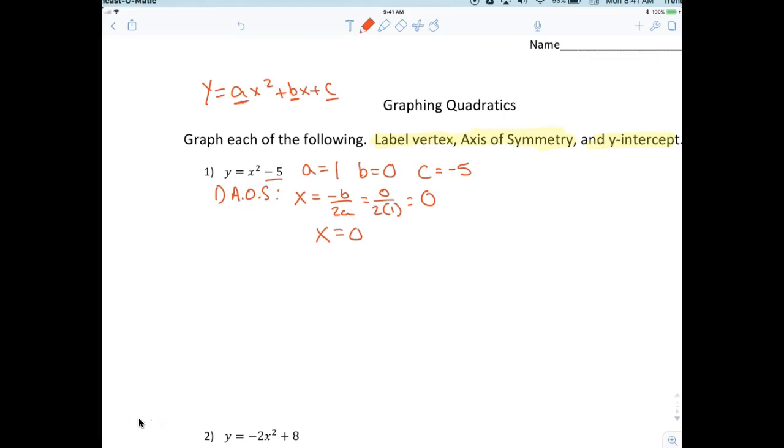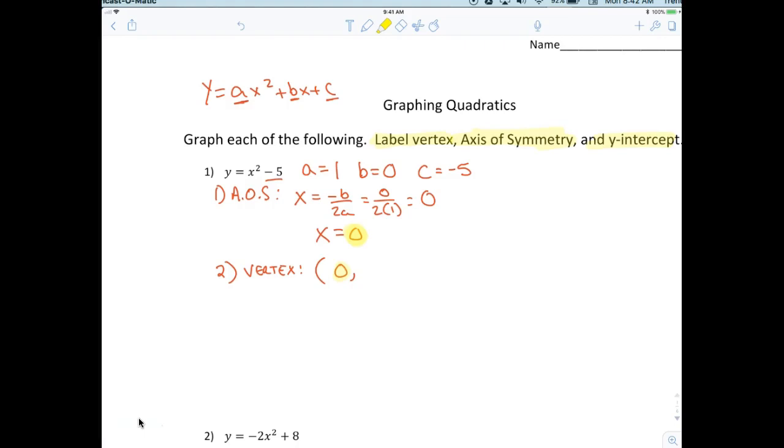Now, step 2, we're going to find the vertex. The vertex is a point. The vertex is on the axis of symmetry, so that means 0 is the x-coordinate of the vertex. How do I know 0 is the x-coordinate of the vertex? Because it is that solution. So I put 0 in for x. Now, how do you think I figure out what the y is? Very good. You plug 0 into the equation.